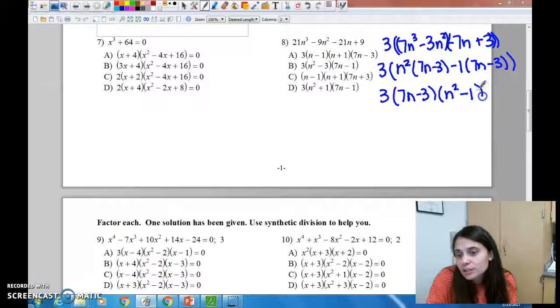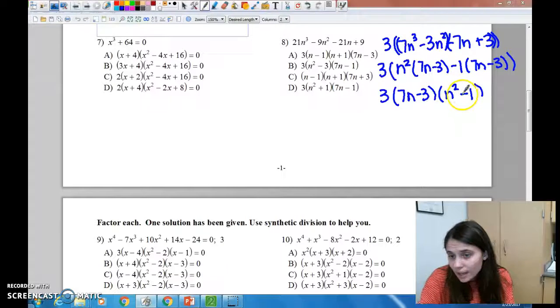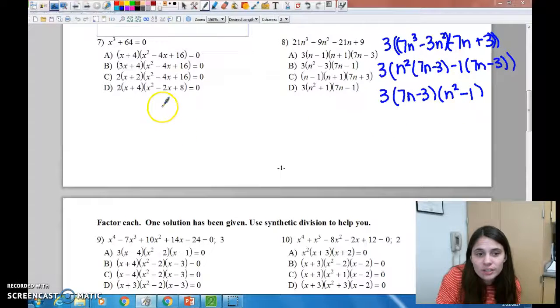Now, if this were n squared plus 1, then I wouldn't be able to factor it and I would be done, and this would be my answer. But if you notice, this is a difference of squares, just like we factored earlier in the problem, so this factors even further. So I'm going to go ahead and do that on the side.